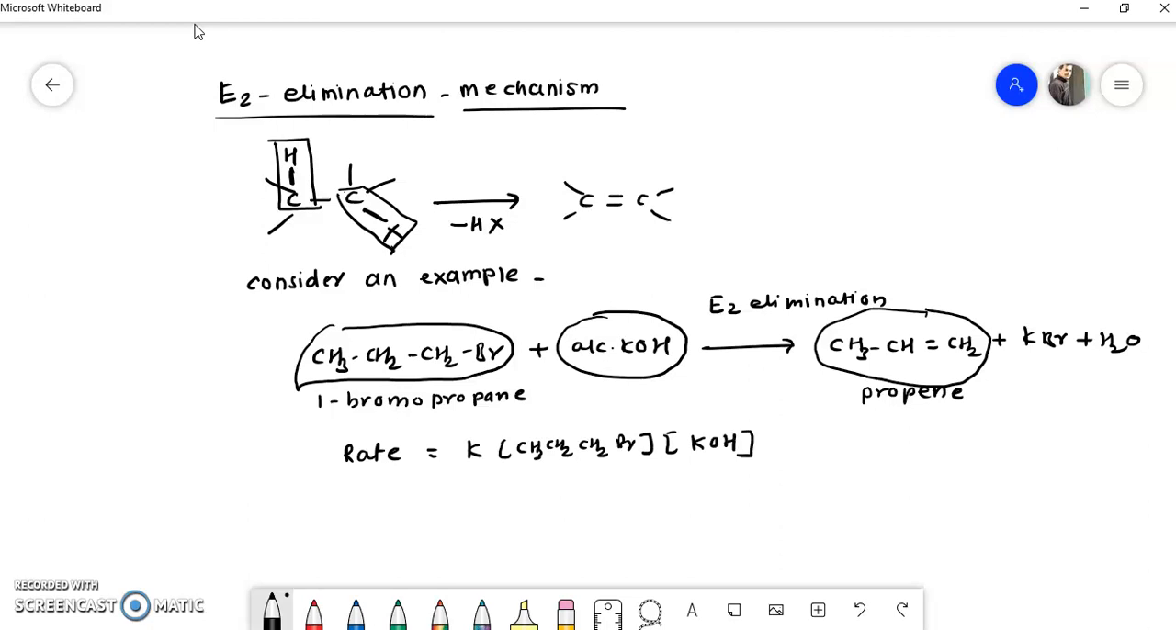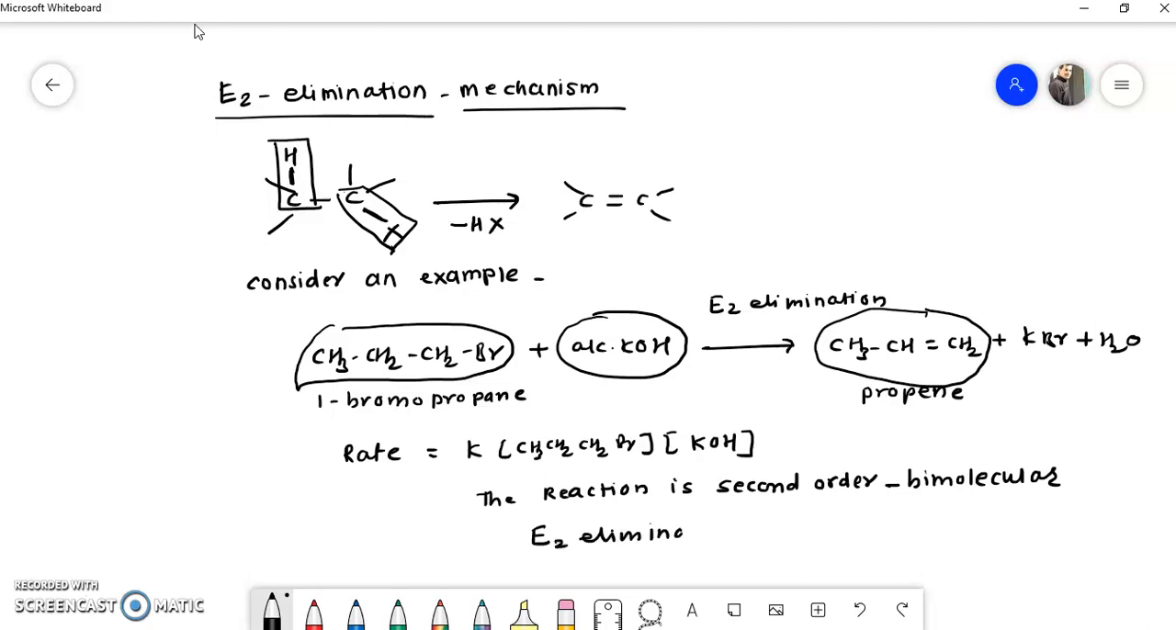Okay, so by observing this rate equation, we can say that the reaction is a second order reaction. Why second order? Because the rate of this reaction depends upon two substrates. One is alkyl halide and another one is base. So that's why it is a second order reaction, or you can say it is a bimolecular reaction. It is bimolecular, but it is elimination, so that's why it is called E2 elimination.